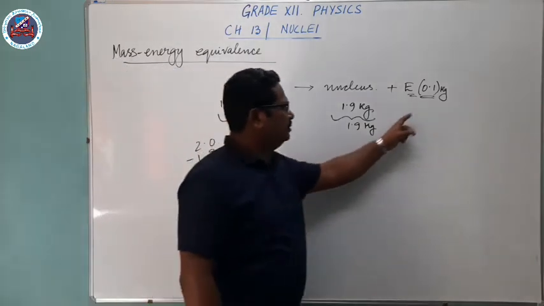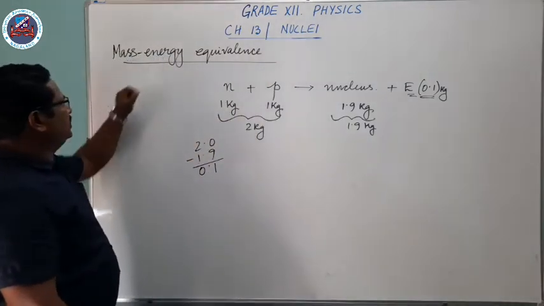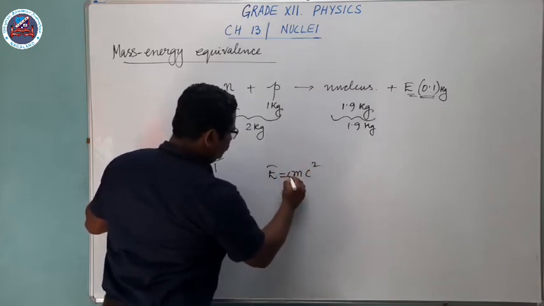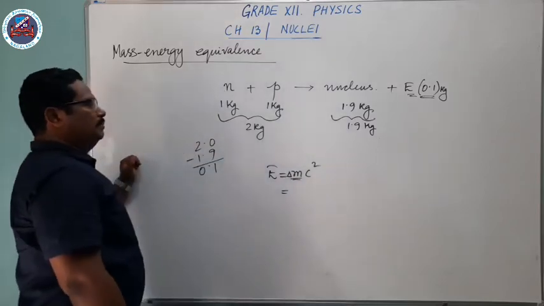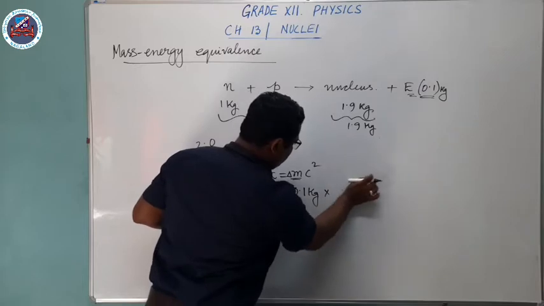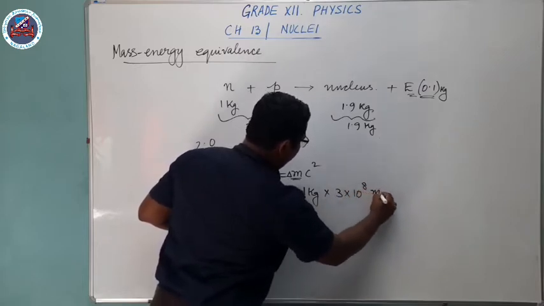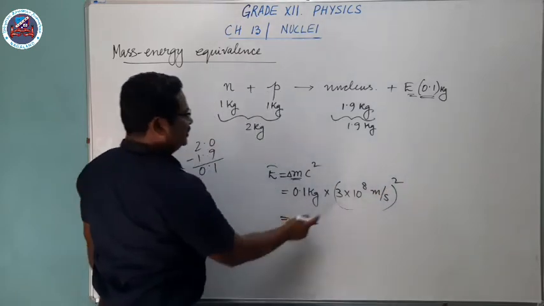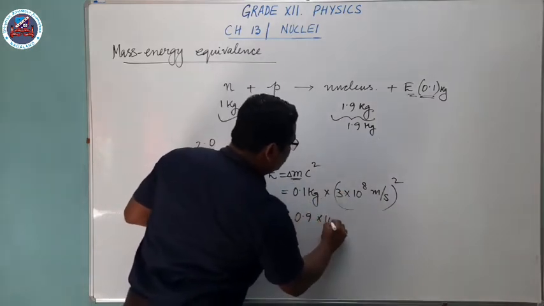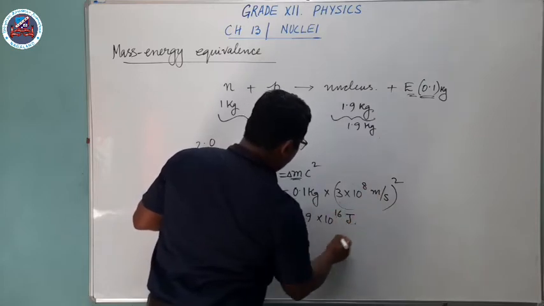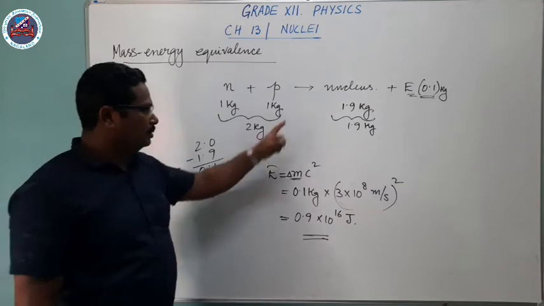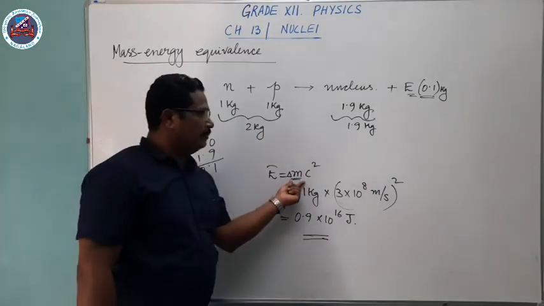That mass gets converted to energy, and that energy we can calculate with the relation E equals mc square. Sometimes we write it in terms of delta M, which indicates mass defect. How much is the defect in mass? 0.1 kg. Then the velocity of light is 3 into 10 to the power 8 meter per second. If you multiply, you get the energy: 3 square is 9, so 0.9 into 10 to the power 16, in SI unit it will be in joules. So Einstein gave us the formula to calculate the energy, the mass energy equivalence: the lost mass gets converted to energy, and delta M is called the mass defect.